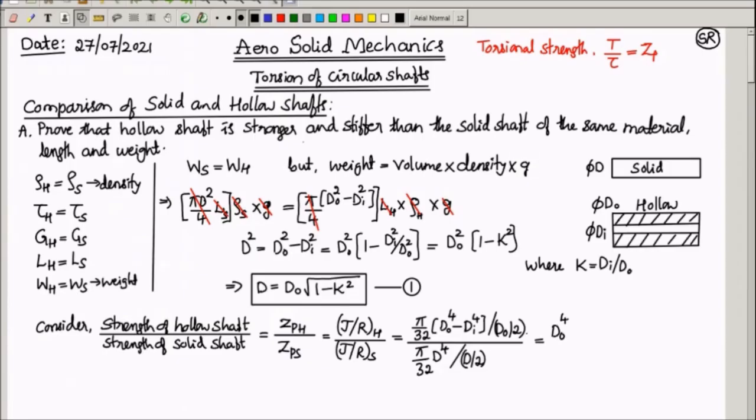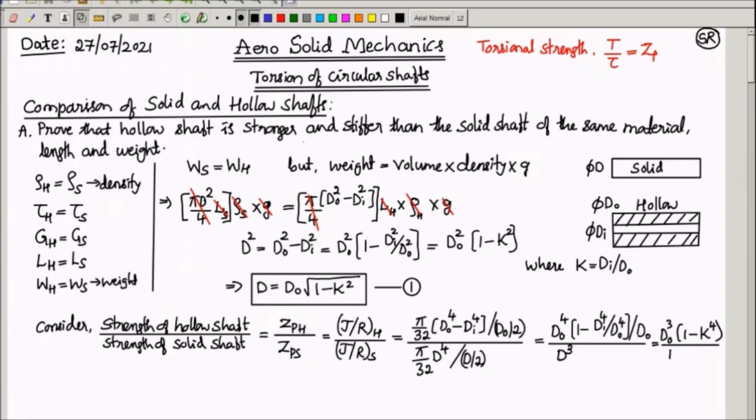I'll take d naught power 4 outside here. So it becomes 1 minus di power 4 divided by d naught power 4, divided by d power 4 by d, which is d cube. One d naught can be cancelled here, so it is d naught cube into 1 minus k power 4. I will introduce this constant k now, because k is di by d naught, divided by d cube.